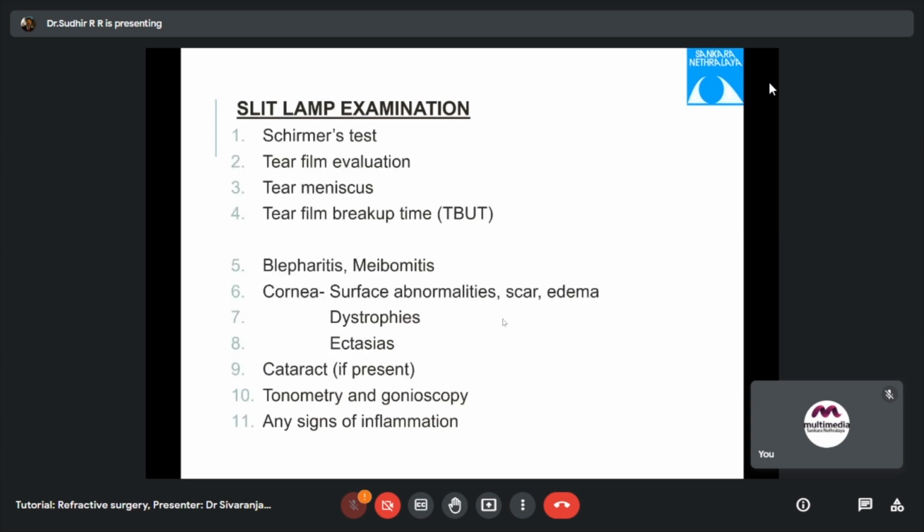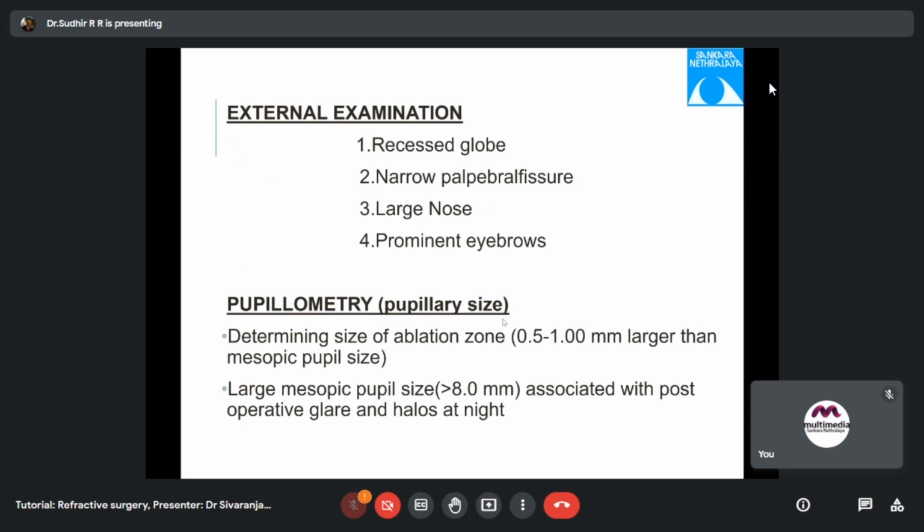So what is the importance of pupils? We are going to see in a case sheet all these measurements. We call it mesopic pupil, we also call it scotopic pupil. So what are scotopic and mesopic pupils? What is the size of the pupil in different lighting conditions? Scotopic is in dark, whereas mesopic is medium light.